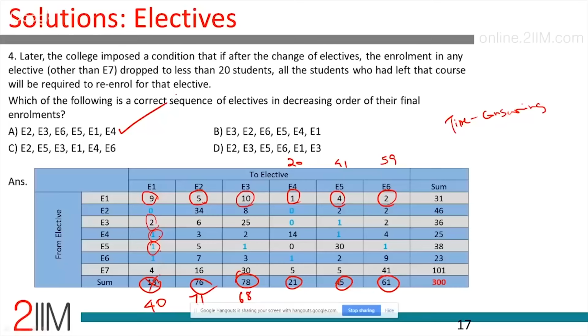So anyone who jumped out of E1 has to come back and re-enroll for E1. Basically saying that this course will not even be offered. There are people who have originally chosen it. So all you guys who ran out of this thing, come back and select E1. Now, because of the realignment, the whole table changes. It's a time-consuming question, but if you got this far, might as well have a go and crack that as well.